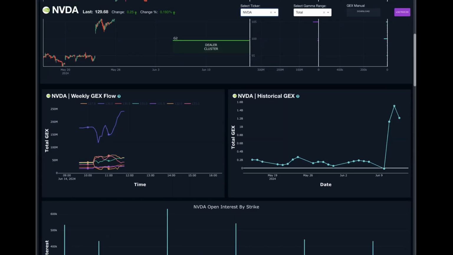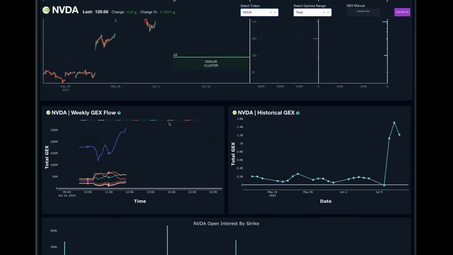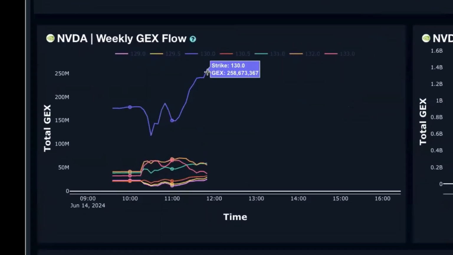So looking at the total gamma picture for the last week, the 130 strike has been the main focus for NVIDIA. And obviously that played out perfectly here, ramping right into that level. So that was a really nice way to play that. And then just coming down here to the weekly GEX flow, what do we see? 130 stands out, right? All the rest of the strikes here are basically flatlining. And the 130 strike, since the open this morning, has been the focus.